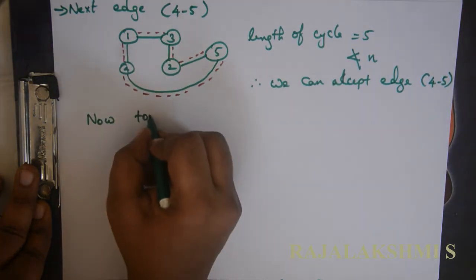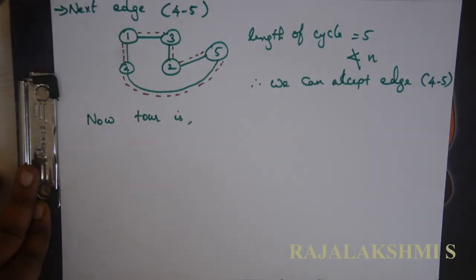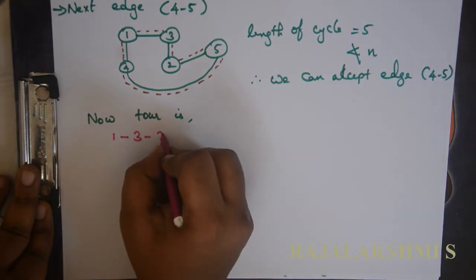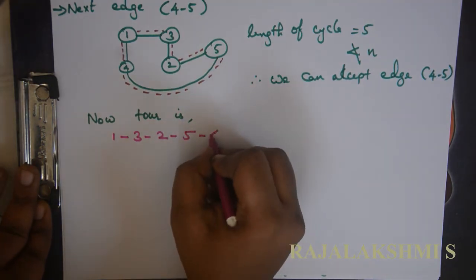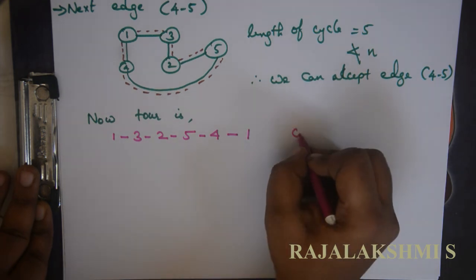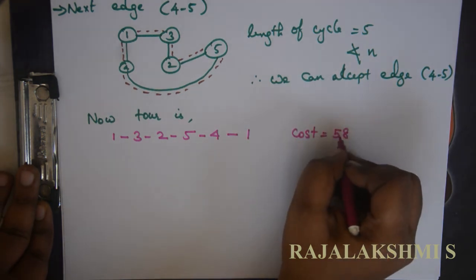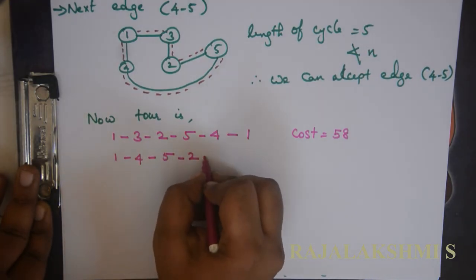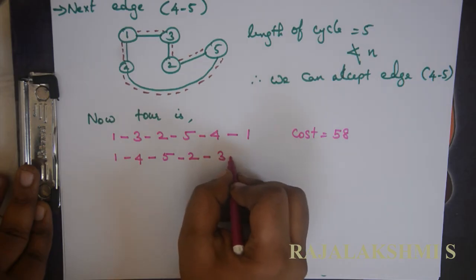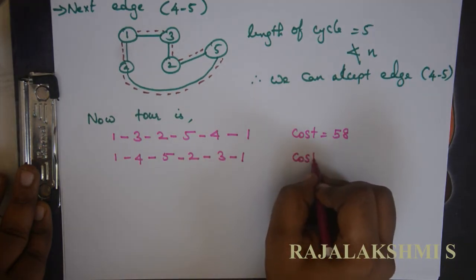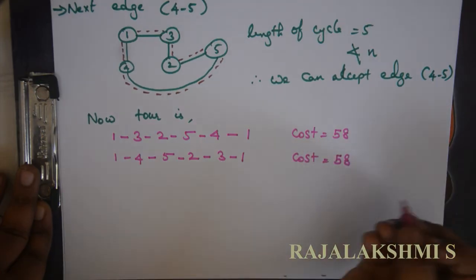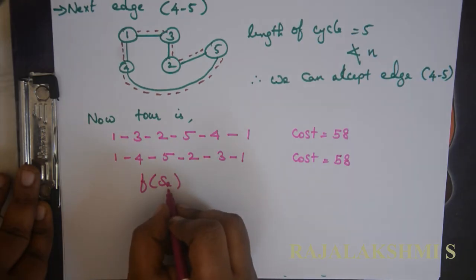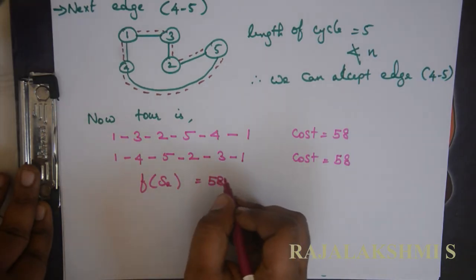So now we will write the tour as 1 to 3, 3 to 2, 2 to 5, 5 to 4, 4 to 1, and cost is equal to 58. That is 1 to 4, 4 to 5, 5 to 2, 2 to 3, 3 to 1. So cost is equal to 58, right? So this is one approximation algorithm, multi-fragment. The solution we obtained for the approximation algorithm is 58. Okay.